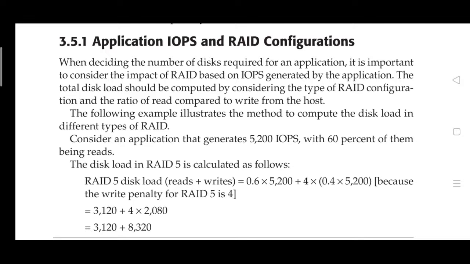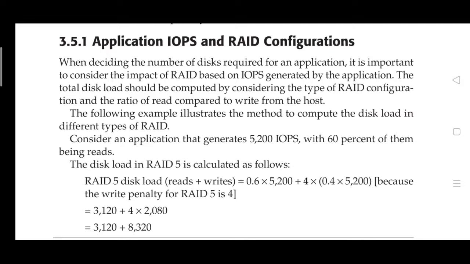So consider an application that generates 5200 IOPS, with 60% of 5200 input output per second being read operations. What is the percentage remaining? 40% of 5200 will be write operations. That's it. It is understood. Now you have to compute the disk load. You will be asked to compute the disk load in various versions of RAID. Let us see RAID 5, how to compute the disk load in RAID 5.